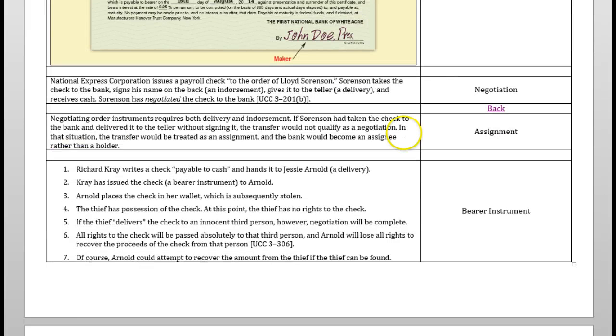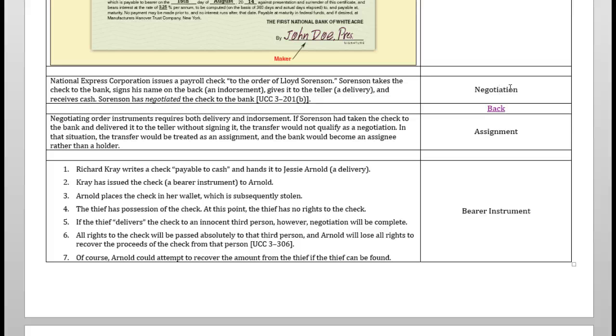Got some examples. Here's a negotiation. It sounds really complicated, but it's not. Somebody issued a payroll check to the order of Lloyd Sorensen. He takes it to the bank. He signs his name on the back of the check. It's an endorsement, and gives it to the teller. That's a delivery. So now we have an endorsement and a delivery. He receives cash back from it. Sorensen has negotiated the check to the bank.